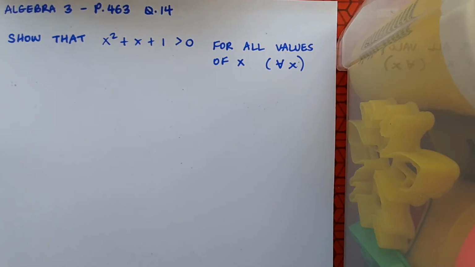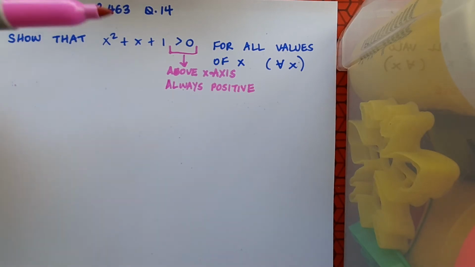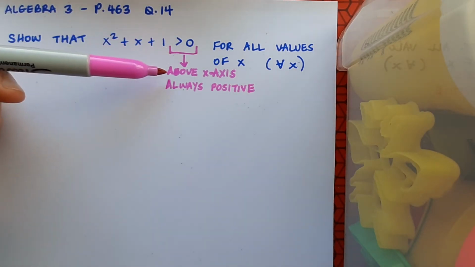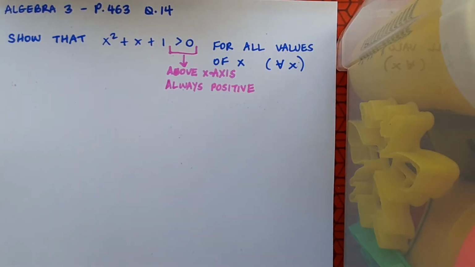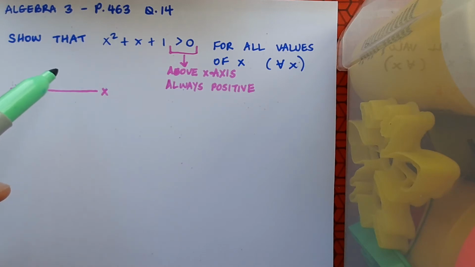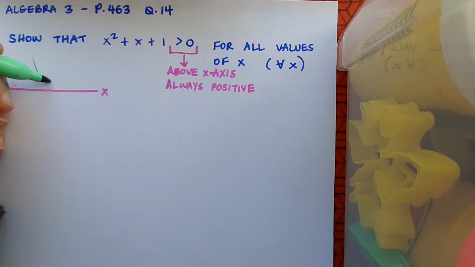And it's a visual meaning. It means that our function is above the x-axis. Sometimes we'll encounter this being phrased as the function is always positive. And these three things all mean the same thing: greater than 0, above the x-axis, always positive. So what would that look like then? Here's my x-axis. And if I have a quadratic that is always above the x-axis, well, it's going to look like this.